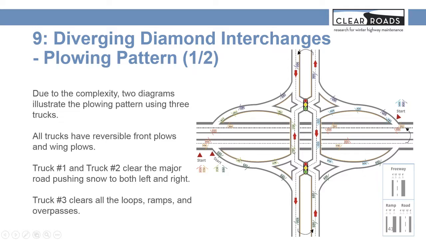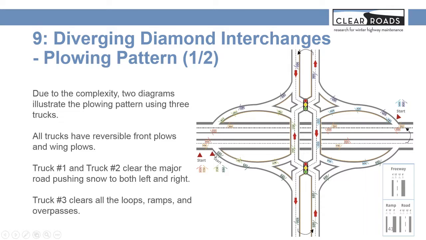Stay to the left, push snow to the right, and when they cross overpass, they get onto the on ramp and switch the wing. Use the left wing and the front plow, push to left and clear the left shoulder and left part of this on ramp and turn around. So that finishes the pass number 1 of track number 3.